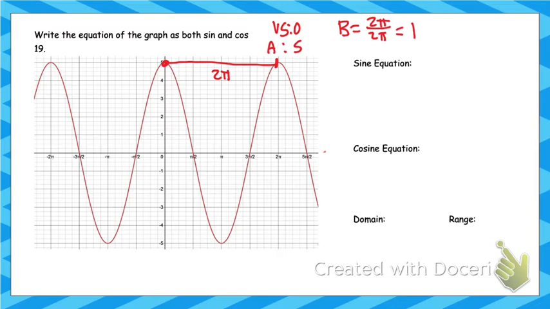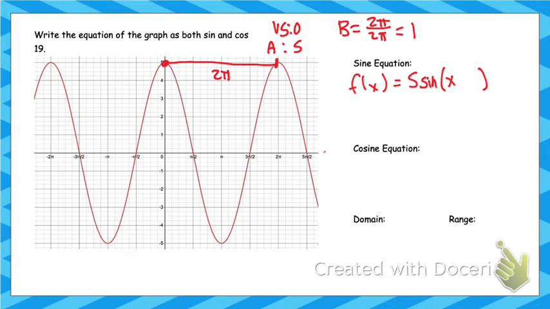And then the last thing, again, is the phase shift. Now remember, the phase shift will be different depending on if it's a sine or a cosine graph. So let's start with sine. Let's fill in what we know, okay? 5 sine. Since b is 1, I don't need to write it. And then I don't need any plus or minus at the end because the vertical shift is 0.